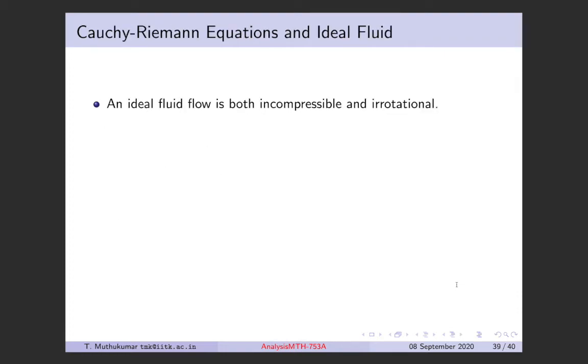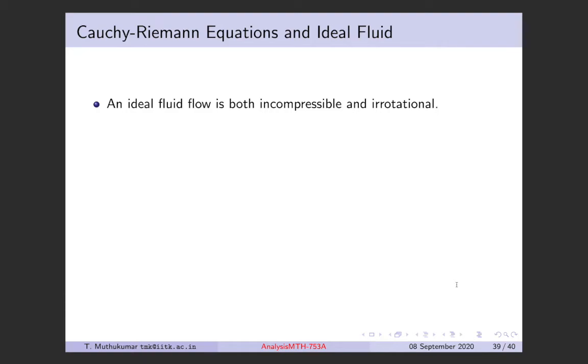This is another connection between the Cauchy-Riemann equation and fluid flow in 2D, in two-dimensional fluid flow. So there is a notion of ideal fluid flow, which means that the fluid flow is both incompressible and irrotational, right? Incompressible basically means that you cannot compress it. It is not something like a gas that can be compressed and so on, right?